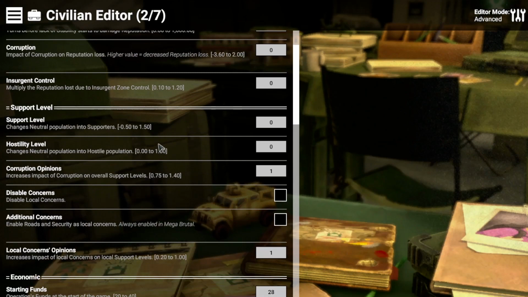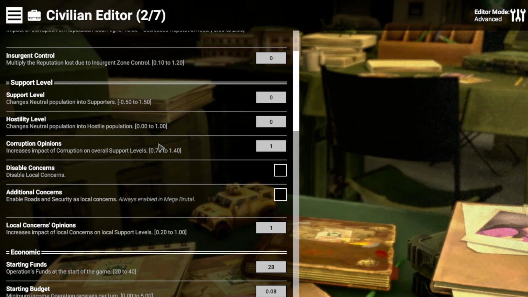Corruption opinions: control how corruption decreases support level. Negative values increase support level. Disable concerns, self-explanatory, but protests over lack of services and jobs still appear. Additional concerns for roles and security appear on lower difficulties. No impact on Mega Brutal. Local concern opinions: multiplies concern impact on zone support level. Higher values grow faster. Starting funds.